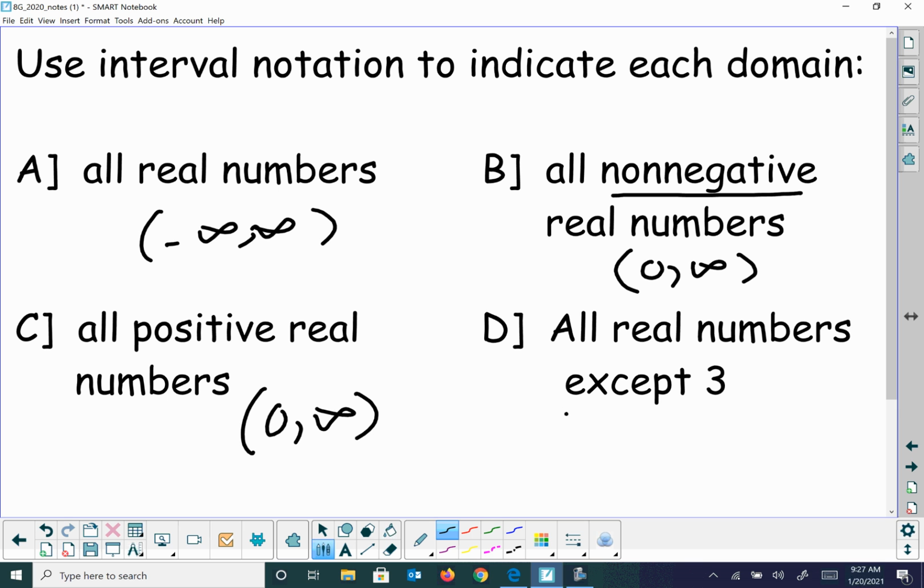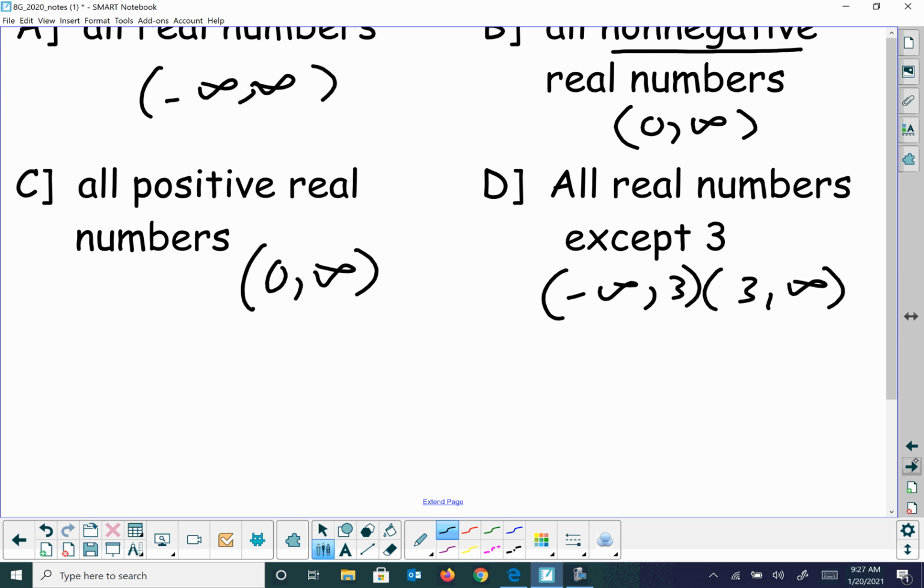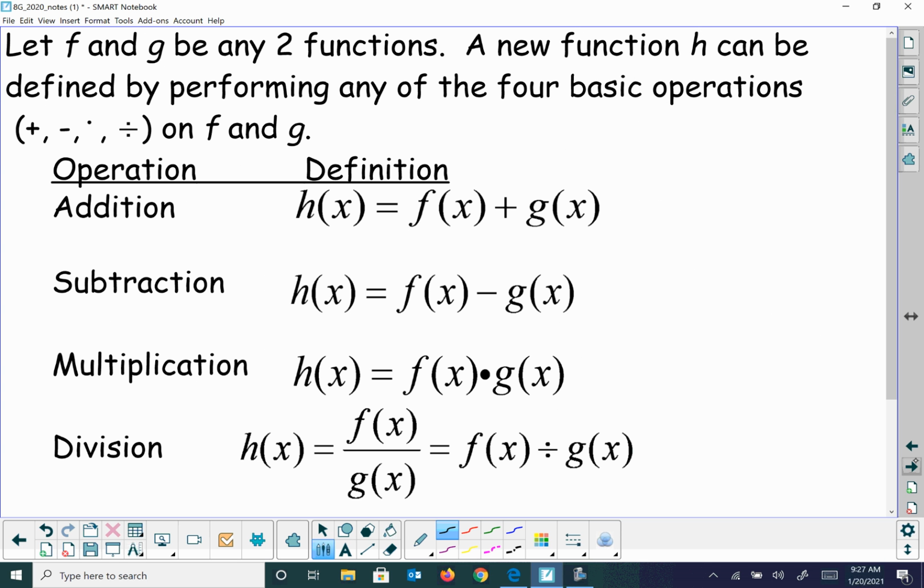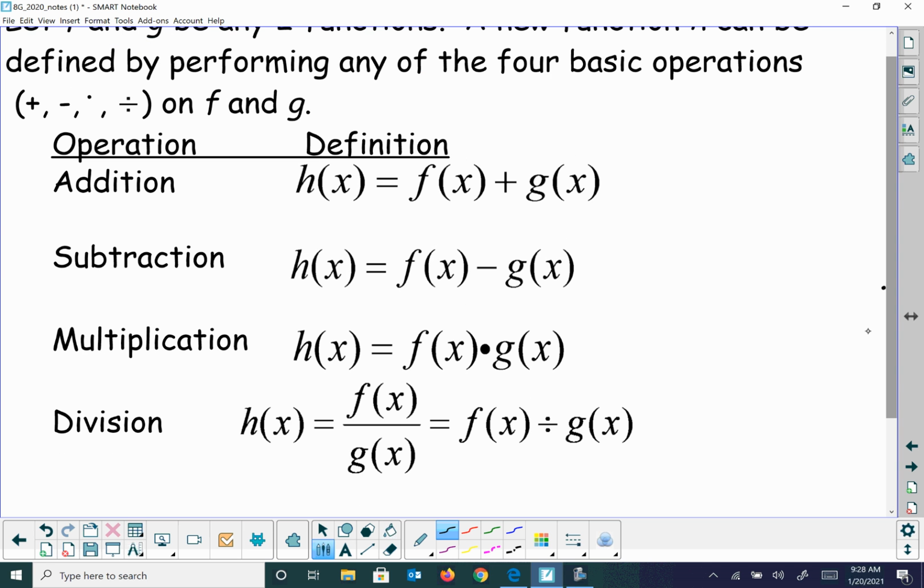And then all numbers except for 3, so negative infinity to 3, soft bracket, 3 to infinity. All right, let f and g be functions. A new function h can be defined by adding two functions together, subtracting them, multiplying them, or dividing them. So that's just saying what we're doing with each of those.